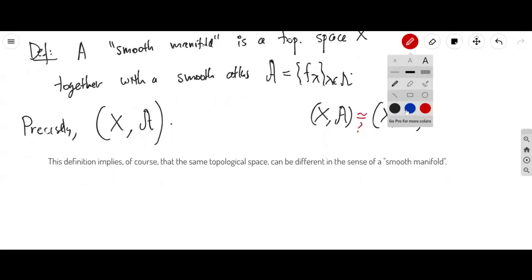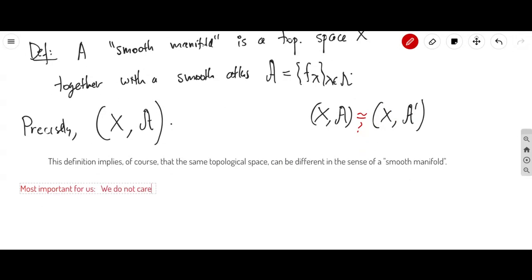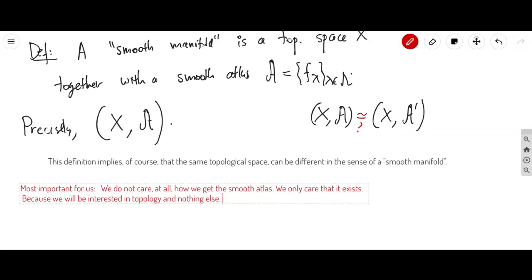So maybe I should say this is the most important point for us. We do not care at all how we get the smooth atlas. We only care that it exists. That is it. Okay? Because we will be interested in topology and nothing else. So we're going to be interested in X, the topological space. We're not interested in that atlas.